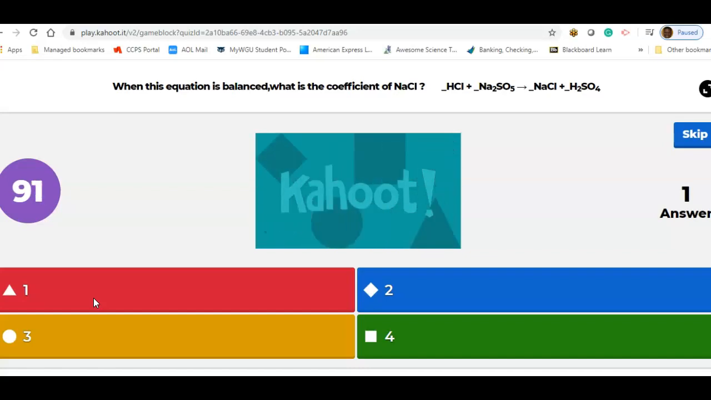Is it SO4 instead of SO5? Na2SO4, sorry. It's SO4, not SO5, sorry.